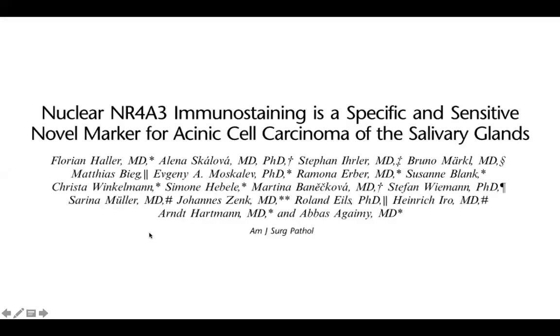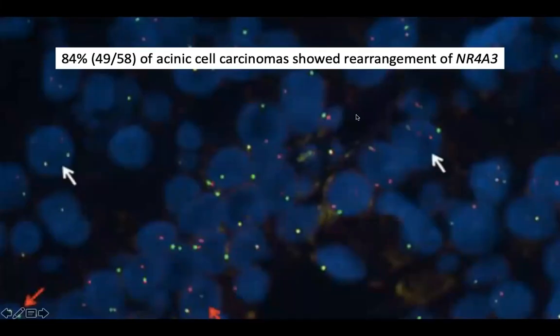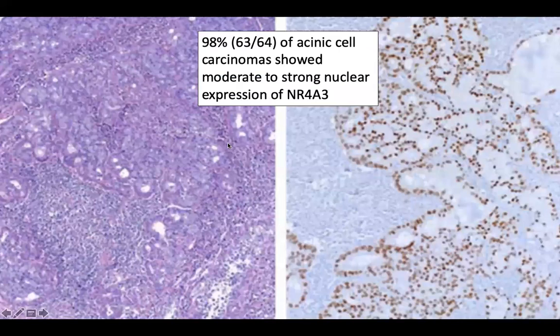Just gonna spend a minute talking about this paper, about this new stain, NR4A3. So it turns out the majority of acinic cell carcinomas will show a translocation of NR4A3, and this is associated with increased expression of NR4A3. So in this study, they had 64 acinic cell carcinomas, and almost all of them, just a single one of them, didn't stain for NR4A3. So the vast majority of these things were positive for NR4A3.